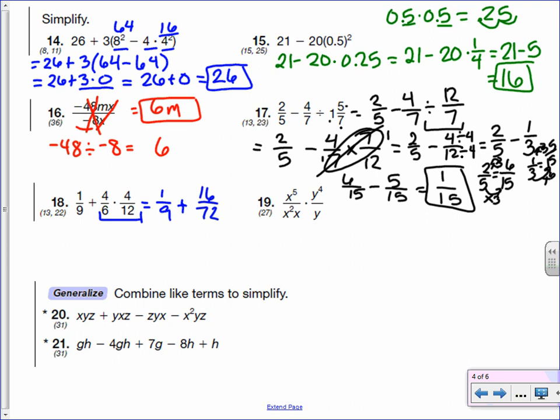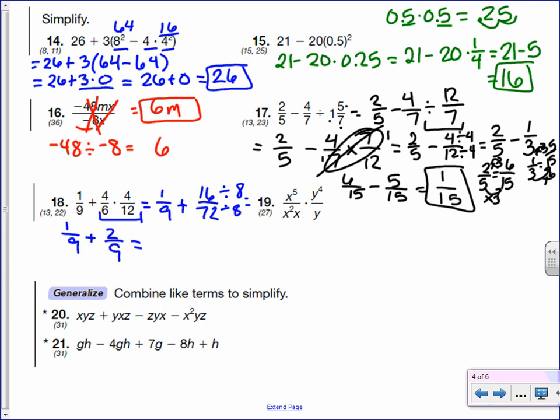And I believe that I can pull a 16 in. So divided by 16. Because 16, oh no, I can't divide by 16. So let's try dividing by 8. 16 divided by 8 is 2. And 72 divided by 8 is 9.